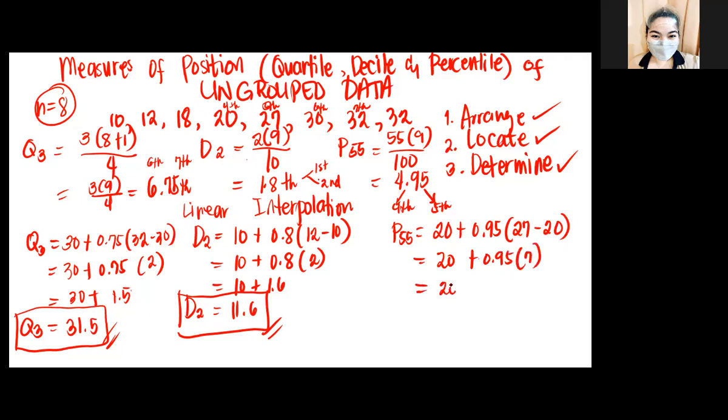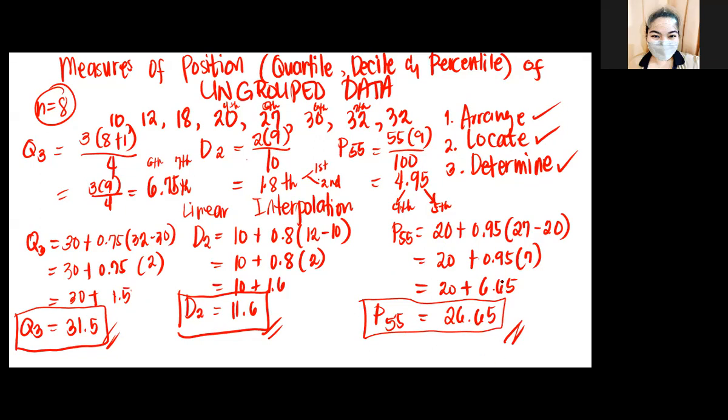And 0.95 times 7 is equal to 6.65, correct. So that's 6.65. So our P sub 55 is actually 26.65. Okay, so we are done with our lesson last week.